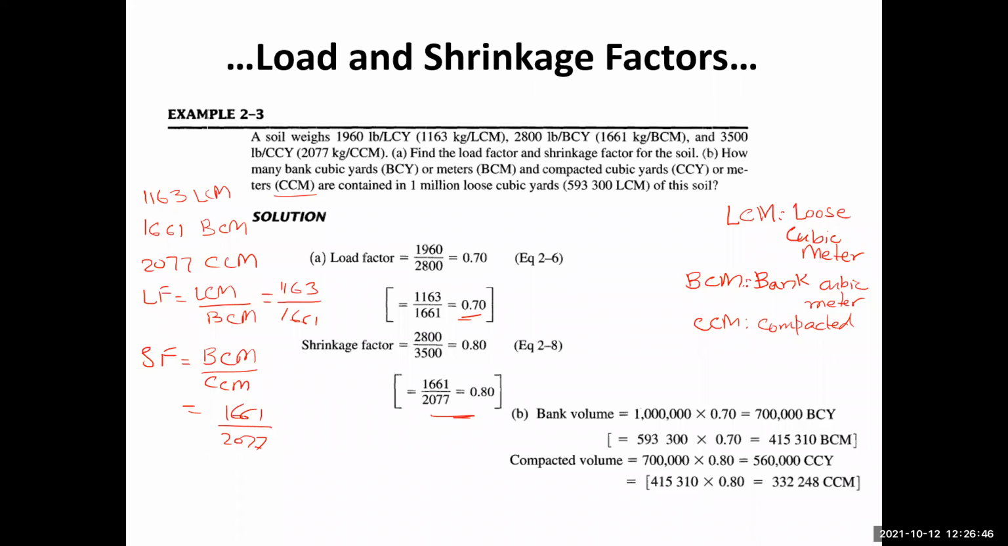In part B, how many bank cubic yards or bank cubic meters and compacted cubic yards of material are contained in 1 million loose cubic yards of this soil, or 593,600 cubic meters of the soil? So how many bank cubic yards are contained?